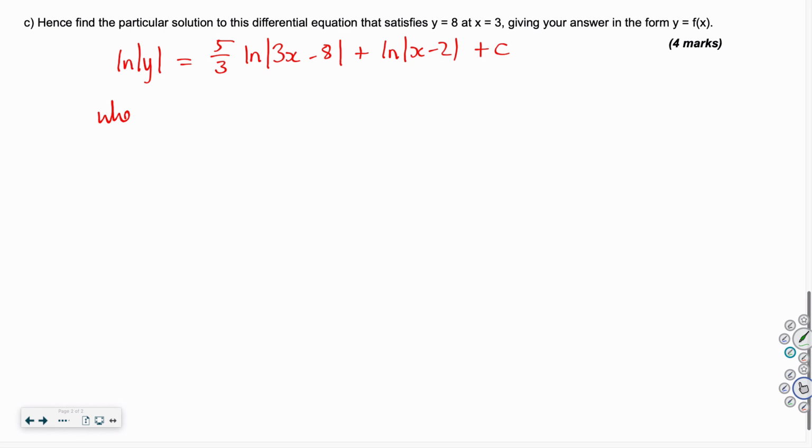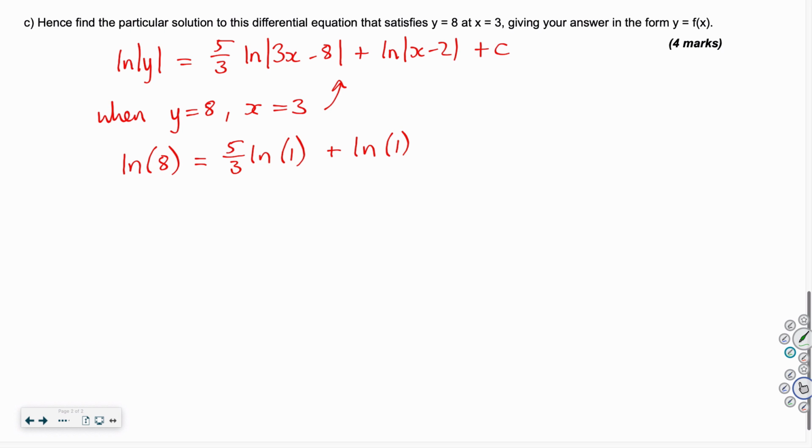So when y equals 8, we know that x equals 3. So let's put that into this equation here. So we're going to get the natural log of 8. We can remove our modulus now because 8's always going to be positive. 5 over 3, the natural log of 3 times 3 is 9, minus 8 is 1. And again, removing the modulus because 1's always going to be positive. Plus the natural log of 3 minus 2, which is 1. And again, we can remove the modulus there.